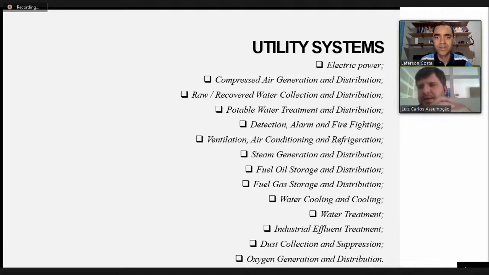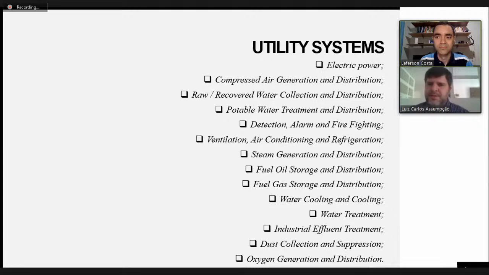In the size and design of this project, we must say that we have on-site units and off-site units. The utility systems are generally the off-site units that will give all the utilities that the main process needs to do what you expect for this project, this process.